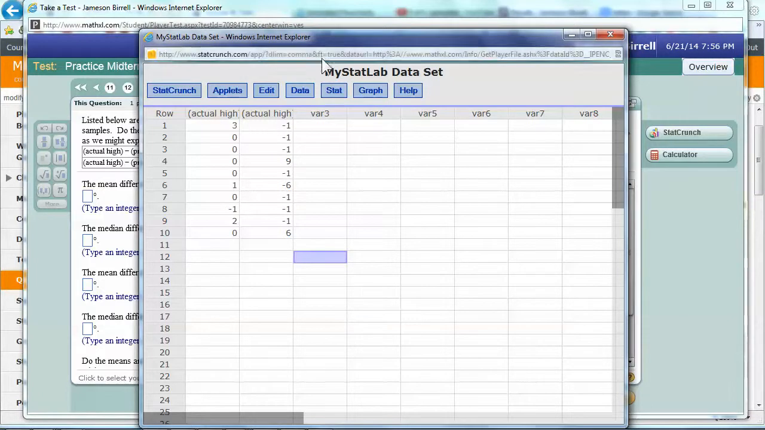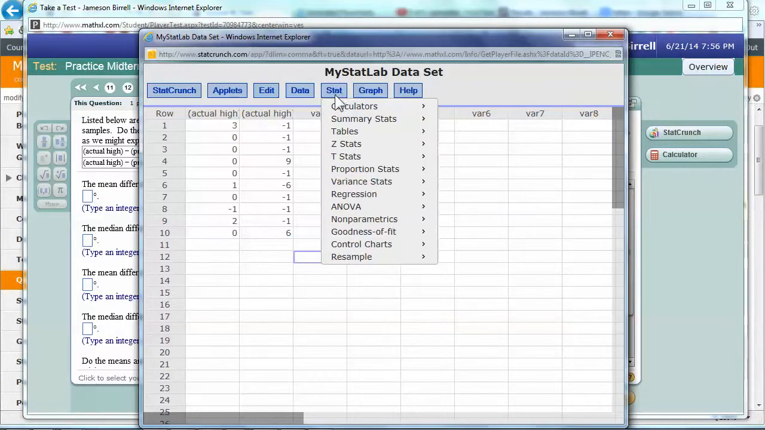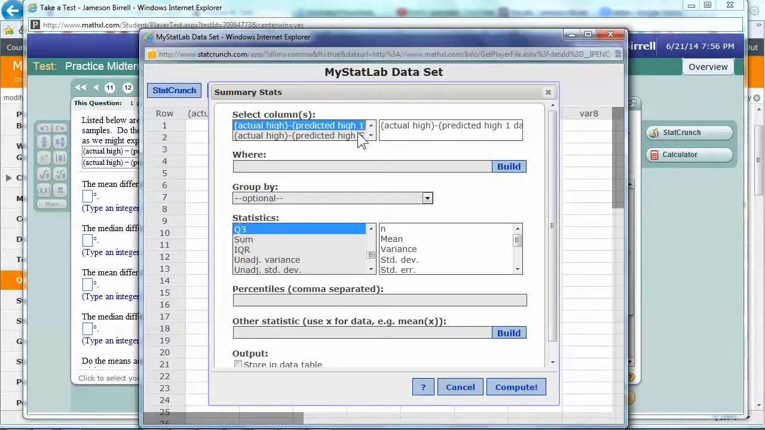Okay, so when I open it in StatCrunch, I already have both of them listed. I'll run the summary statistics, and I can run the summary statistics on both sets. Or at least I used to be able to. Let me hold Control. Yes, I can. So you just hold Control or Command, depending on if you're using a PC or a Mac.